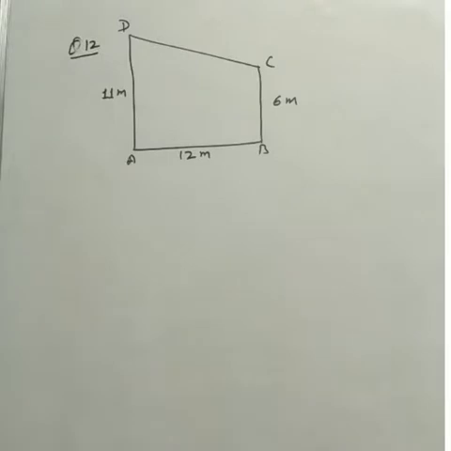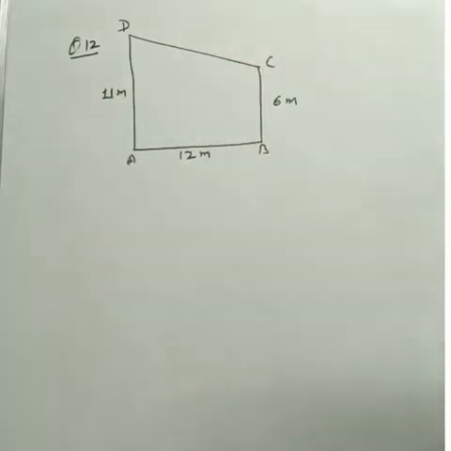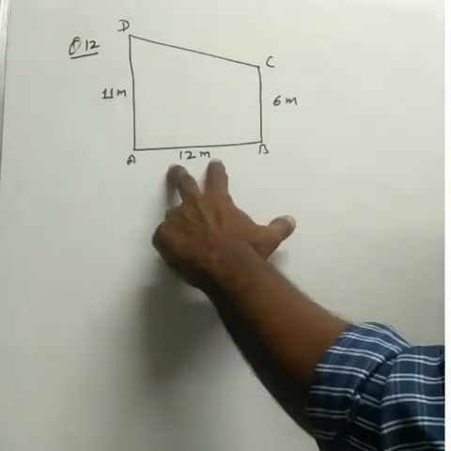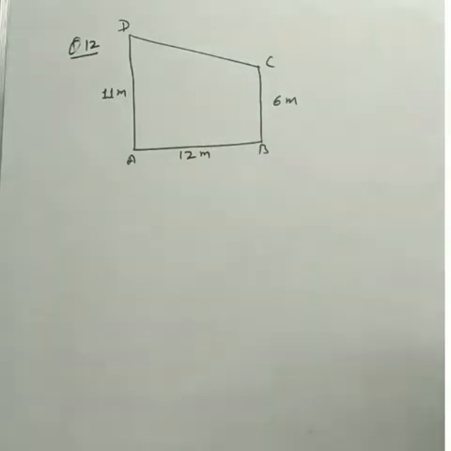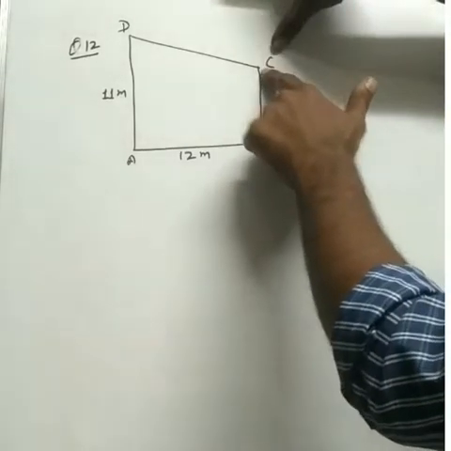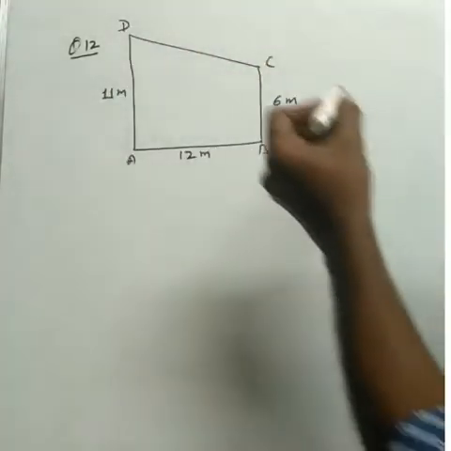Here in question number 12, two poles of height 6 and 11 meters are given. One pole is 6 meters, another is 11 meters. The distance between their feet is 12 meters. We have to find the distance between their tops. This is the top of one pole, the top of another pole. We have to find this distance.